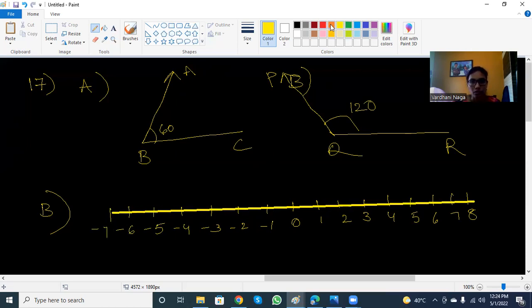So first option A, +4. +4 is this. This is A. Next, -6. This is B. Next, +8. This is C. Next, D, -5. And E, 0. F, -7. So this is what. So simple. The 6th class paper is done.